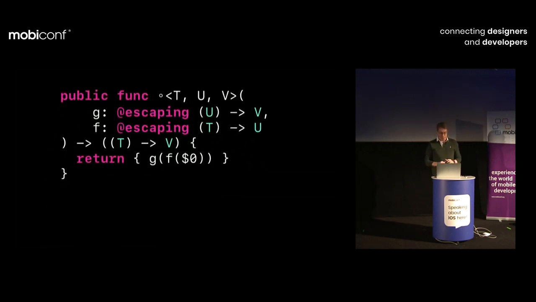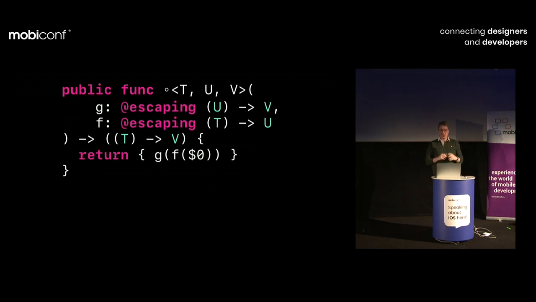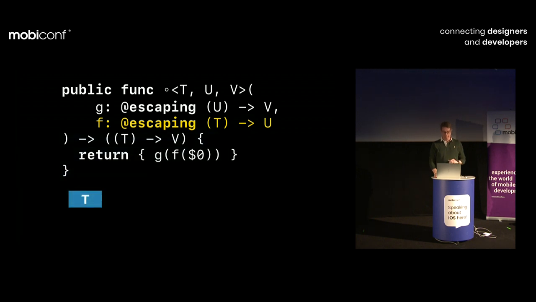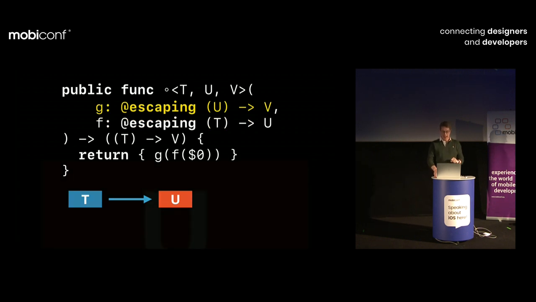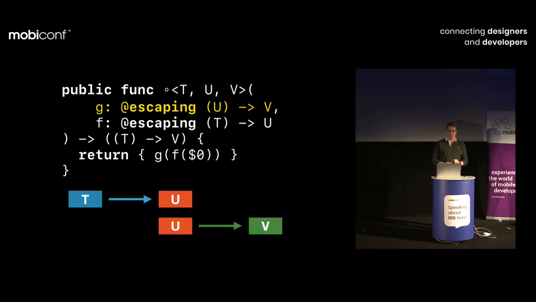Let's make it nice and big. So it's generic over three things, T, U, and V, which alone makes some people's head hurt. But what's happening here is it's given a closure called f that takes a T and returns a U. That's all f is doing as a function. And a second function called g that is generic over a U, takes a U, and returns a V. And the whole thing takes a T, or it returns a function that takes a T and returns a V.